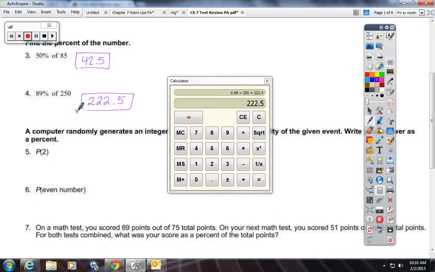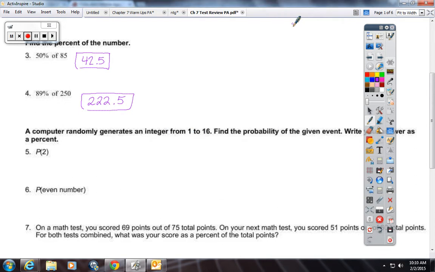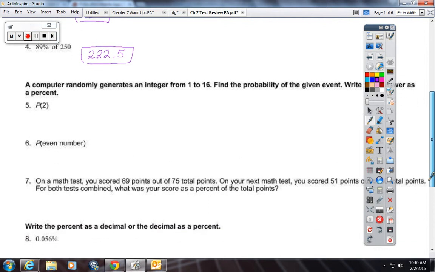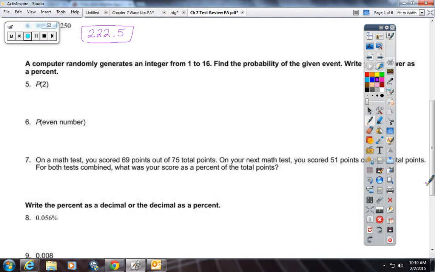Number 5, it says, a computer randomly generates an integer, a number between 1 and 16. Find the probability of the given event. Write it as a percent. If you were to count from 1 to 16, how many times would you say 2? Once. Okay? So the chances that you would get the number 2 are 1 over 16.